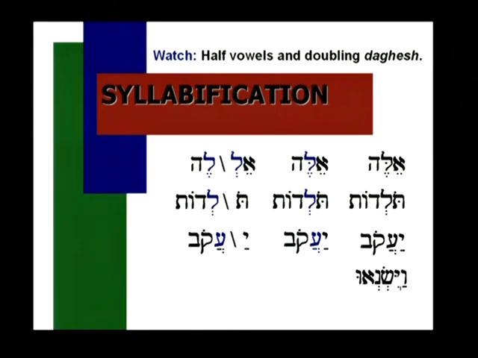Then we have this situation. We have two schwas. And what's the rule concerning two schwas in the middle of the word? The first is silent. The second is vocal. Therefore, the first does what with a syllable? Ends, and the second begins.